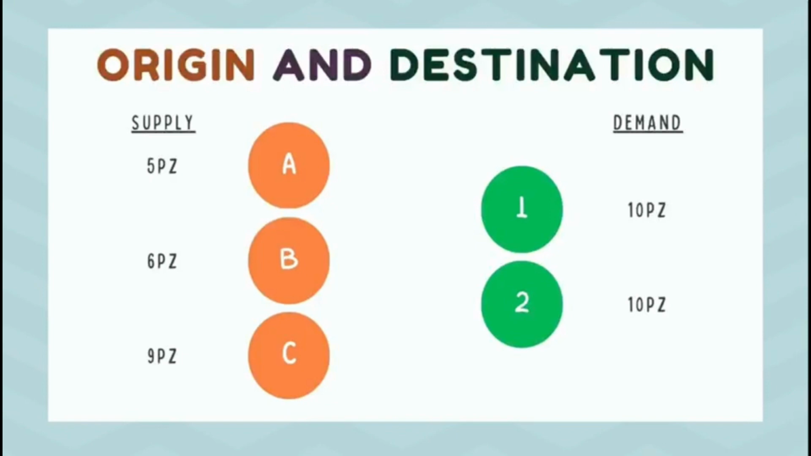On this slide, we can see all the stores that the company owns. We can call them origins, and we have represented them with letter A, letter B, and letter C. Also, we can see the amount that each one of them can supply, that is 5 pieces, 6 pieces, and 9 pieces respectively. And we can also see the destination points represented with number 1 and number 2.